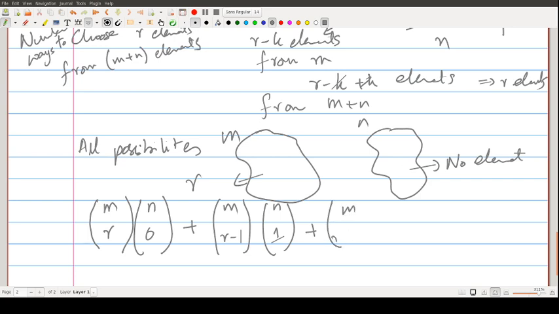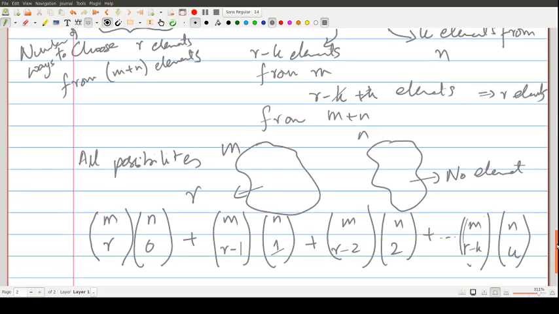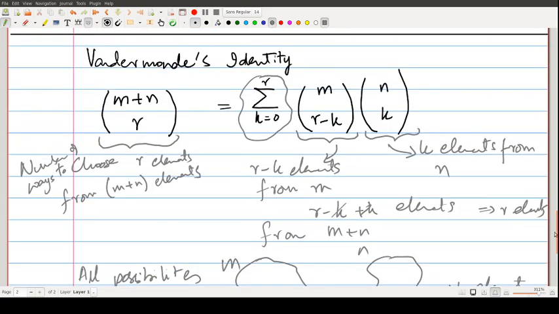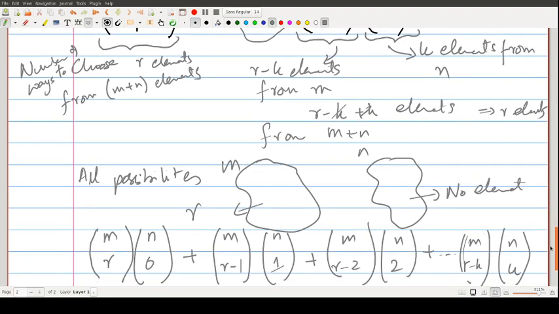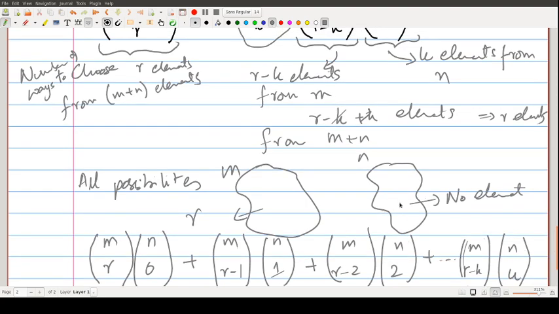So m choose r minus 2, but n choose 2, and so on. They could be m choose k. So if I take out k from here, then I will have r minus k from here. And so this right hand side was basically this entire sum for all of these possibilities. We were accounting that I pick 1 here, 2 here, 3 here, 4 here.